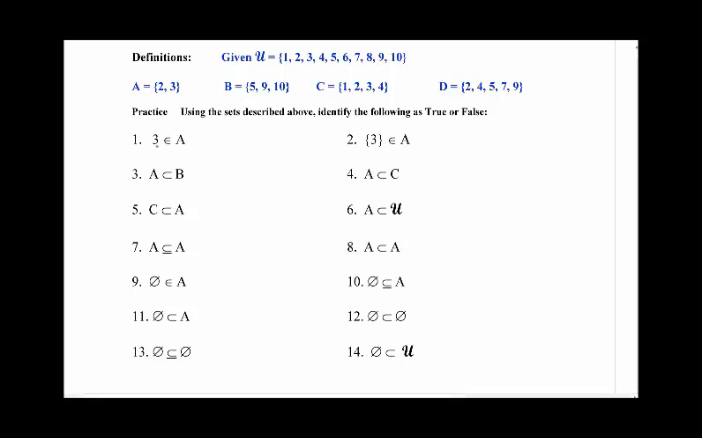So, number 1, 3 is an element of A. Element means that 3 is a member of A. If I look up here, A has members 2 and 3. Elements are separated by commas, so my answer there is true. Going to the right, the set containing 3 is an element of A. This is false because remember, elements, which is what this symbol is, would have to be separated by commas. And the commas separate just 2 and 3. There's no set around those pieces.